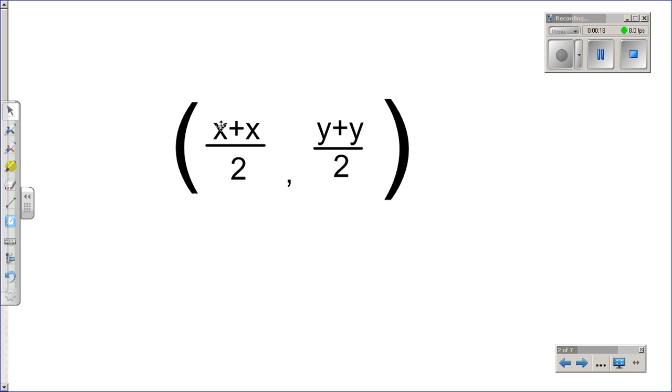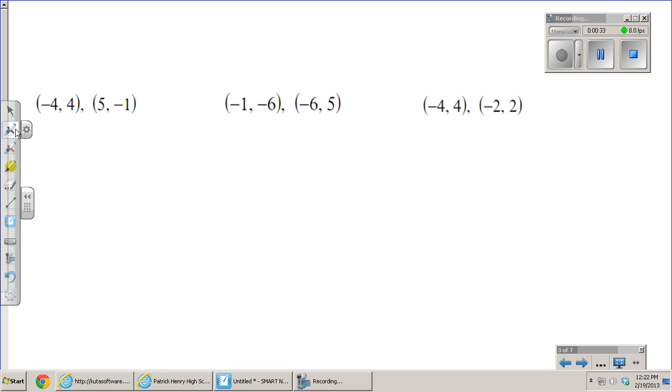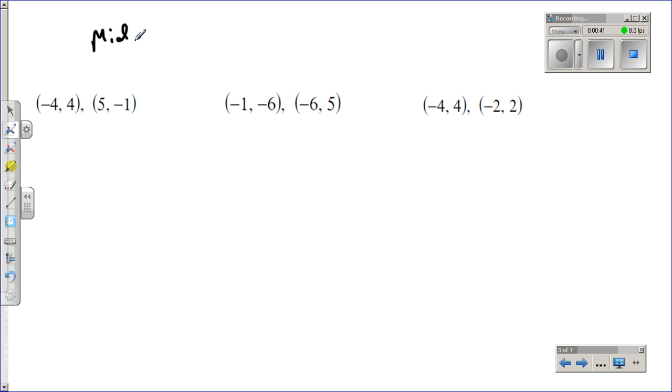All you do is you add the x's together and then you divide by 2. You add the y's together and you divide by 2. Your answer will be written as a point. So watch how easy. Alright, here's my x's. So if I'm going to find the midpoint of each of these, let me write that down. I'm doing the midpoint.